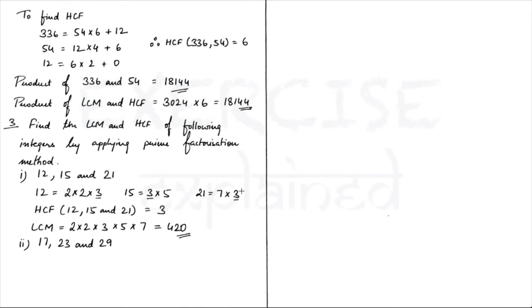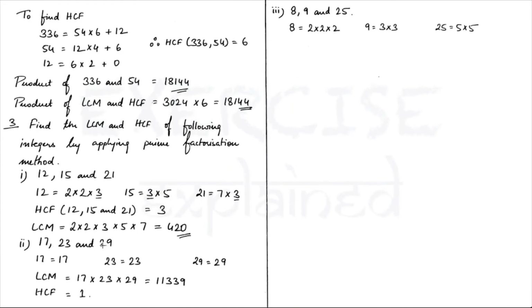So getting into the next question, that is 17, 23 and 29. Now all these three are prime numbers, so they do not have any common factors except 1. So you can see I have written HCF is equal to 1. And LCM, we just multiply the three numbers, that is 17 into 23 into 29, that gives me 11,339.